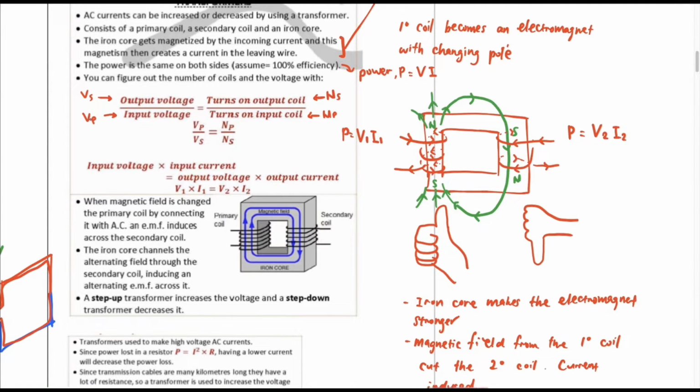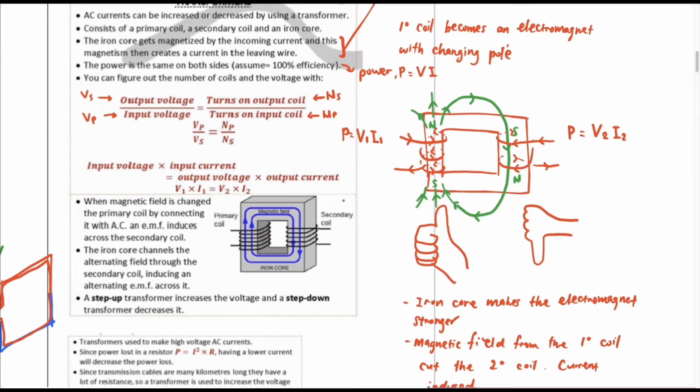So VS over VP equals NS over NP. Of course, here you will find it swapped upside down. They put VP followed by VS. Then here we will just change accordingly, NP over NS. So you can use this. Okay. So how to use the formula?